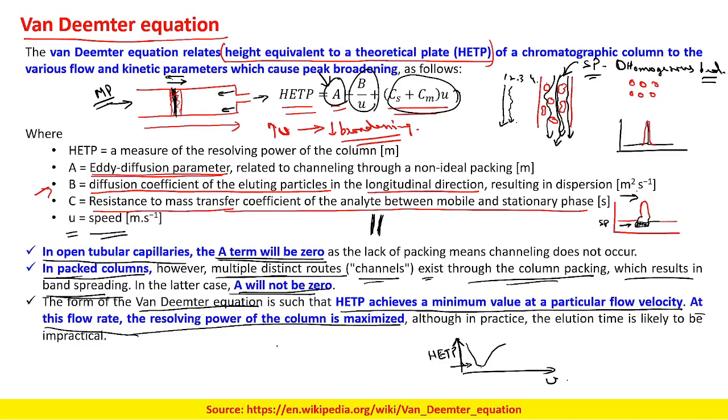So this HETP, you need to understand, has to be determined by doing several trials. When you get a column and want to analyze a specific analyte, you have to do a certain number of trials so that you can find out the best resolution of your chromatographic column, so that you can work in that way.